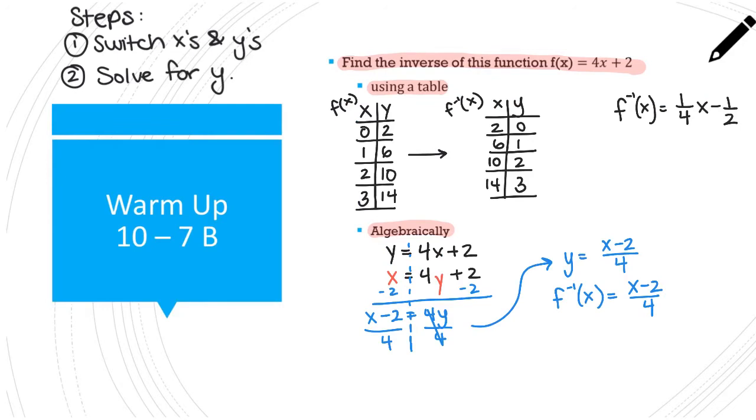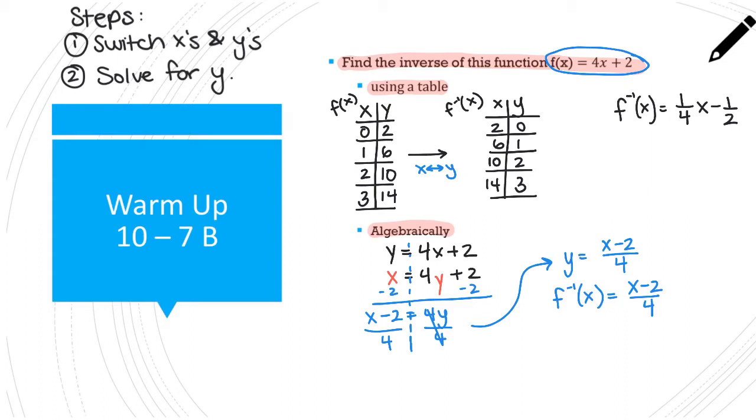Alright, so here's my work, and I want to talk through a few of the steps. First off, using a table, I created a table for this function by just plugging in values of x. I chose 0, 1, 2, and 3, but really you could pick anything you wanted. Then I switch my x's and my y's in order to get the inverse. So I literally just flip the table around.